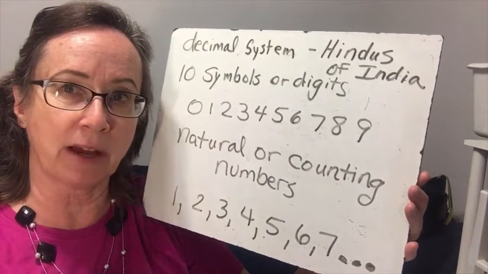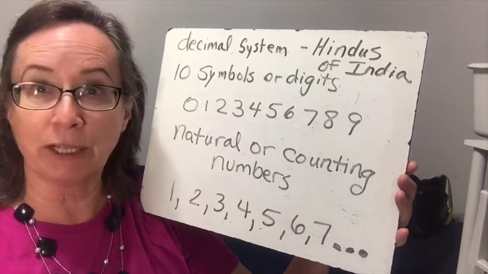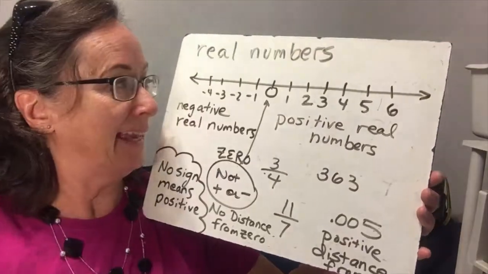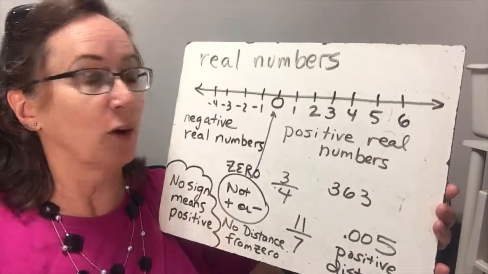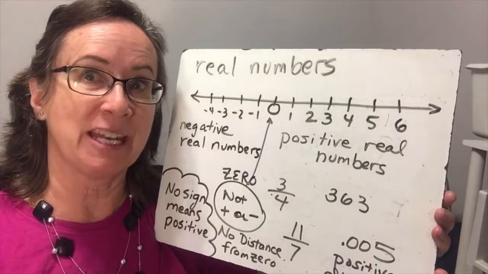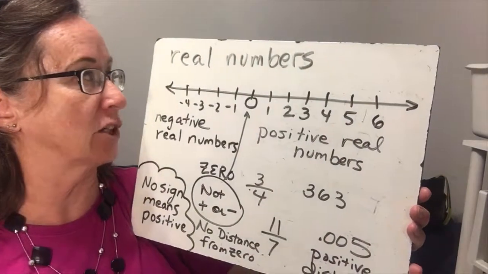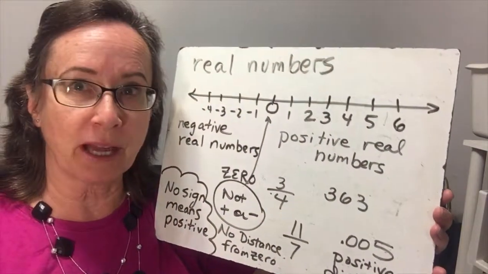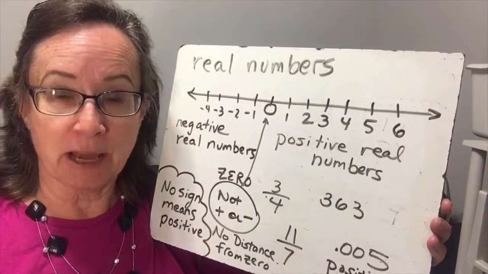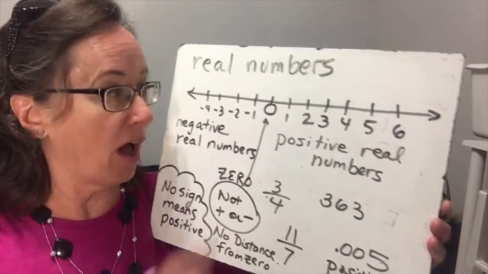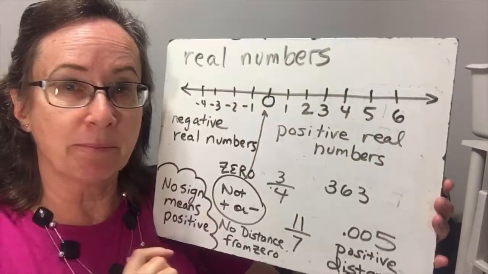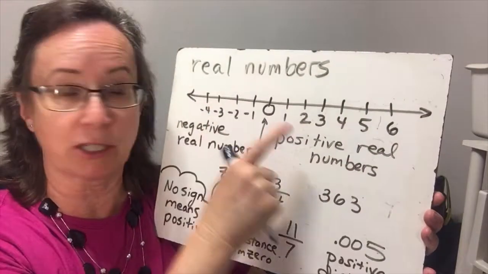So we're classifying numbers here, and we're going to next talk about real numbers. Now we're going to talk about real numbers, and we're also going to talk about the number line in the next section. Real numbers and the number line go together because a real number is a number that belongs on the real number line. So notice that my line has two directions.